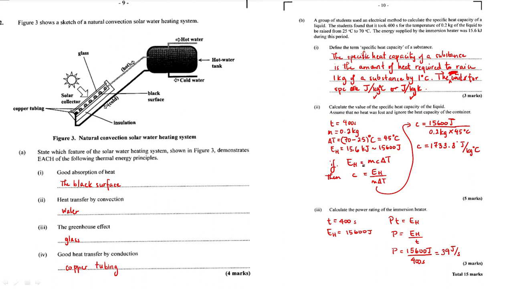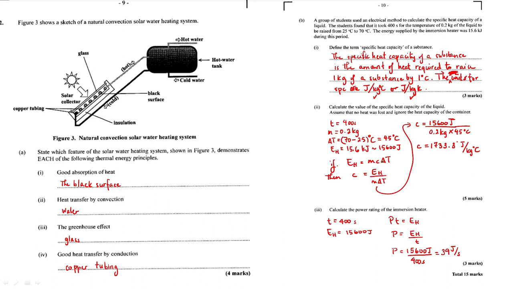So if EH is equal to MCΔT and you're looking for specific heat capacity, C represents specific heat capacity. So this is how it goes. EH is the amount of heat energy required for the system. This is the mass that is being heated. This is the specific heat capacity of the substance. And this is the temperature change that takes place when the substance is being heated. And they gave us the time. And in this case, they're asking for specific heat capacity.